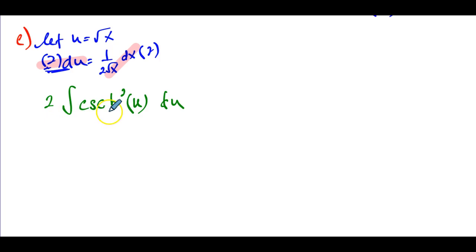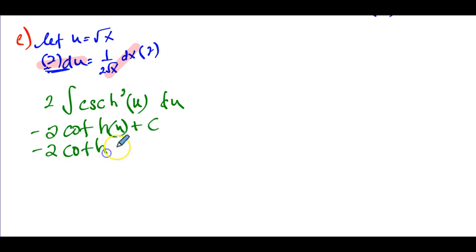So then this, I'm going to go to my cheat sheet and find out that it's actually negative hyperbolic cotangent of u, and then the u sub that we plugged in there was the square root of x.